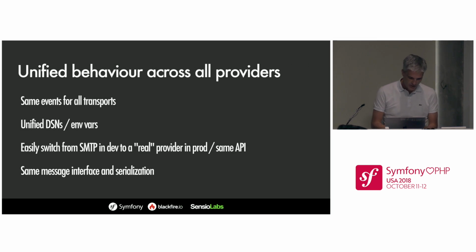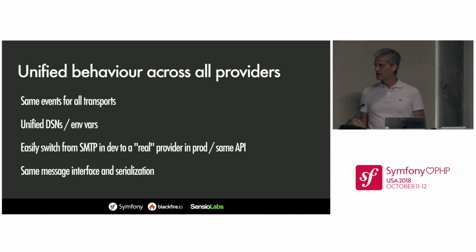Unified DSN, that's great for environment variables. You can switch from SMTP to a real provider in production. You are going to use the same API and the same serialization. This one is great. The fact that we have a data object that we can serialize really easily, and we are serializing our message, means that the load balanced transport and the failover transport work out of the box with any provider out there, right? The abstraction is exactly the same.